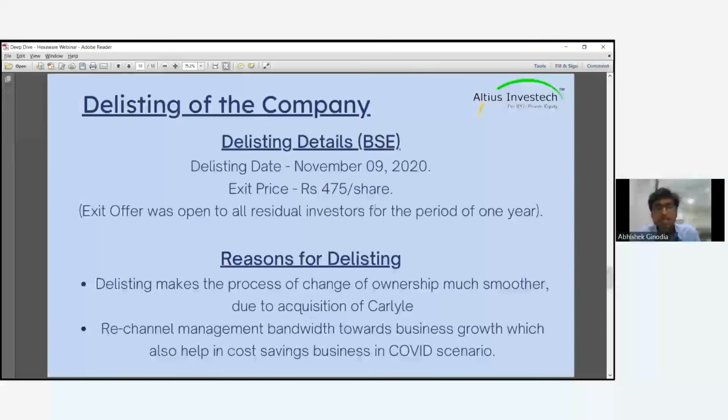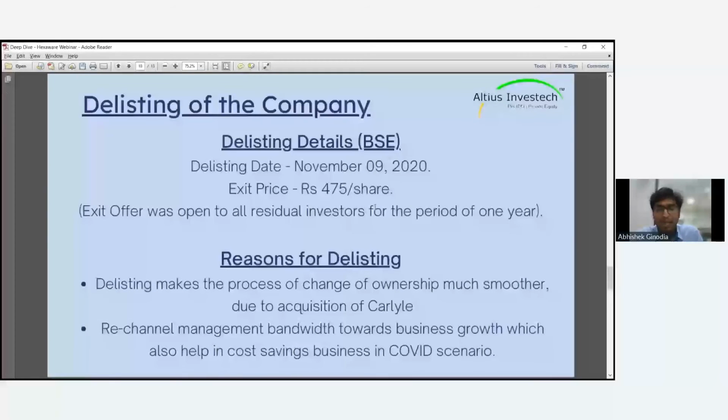Second is, being part of a portfolio company like Carlyle, it gets access to other portfolio companies of Carlyle, which becomes a very captive market for a company like Hexaware. And the third reason why we like this entire acquisition is that Carlyle, being a PE firm, will be highly exit focused, right?